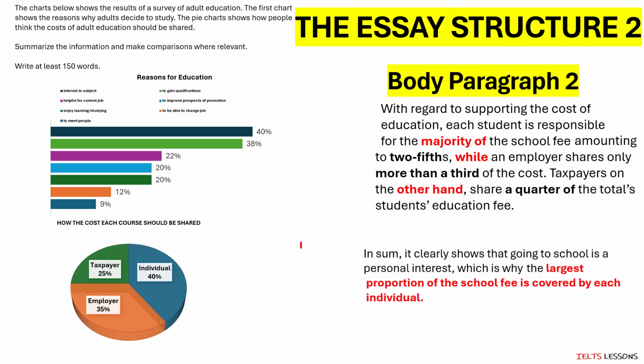So it shouldn't be introduction, overview, body paragraph 1, body paragraph 2, and conclusion. It shouldn't be that way. It should be either structure A or structure B, the most common structure or the other type of structure.